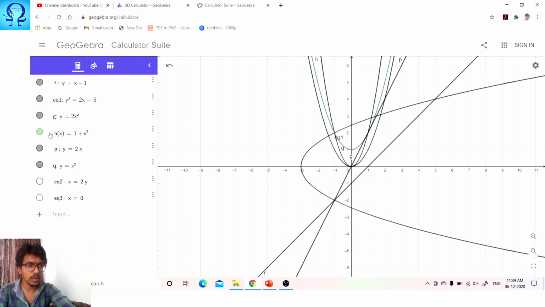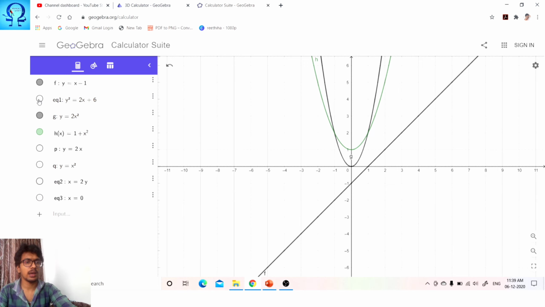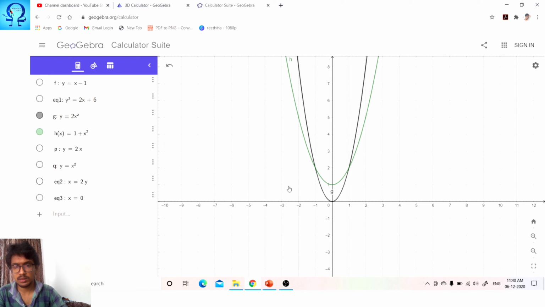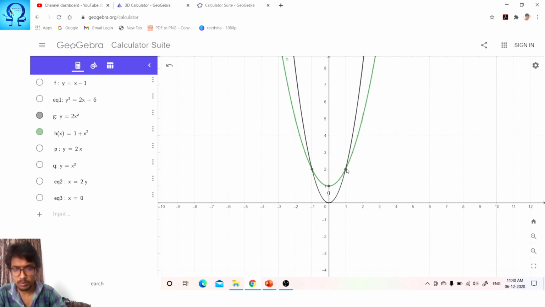first we had 2x square and 1 plus x square, right? So I have already inputted the functions that we are dealing with, and that is why I have things already. So this is the thing that we have. This is one point of intersection that intersects at 1 comma 2, and this is another point of intersection that is minus 1 comma 2. So minus 1 to 1 is the range, and here we are seeing the things happening. This is done in 2 dimension.